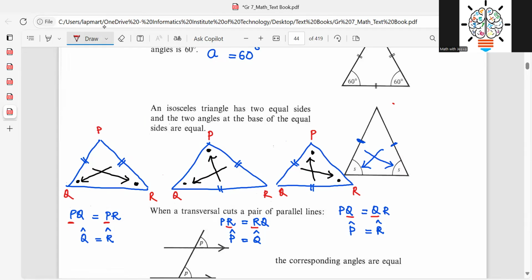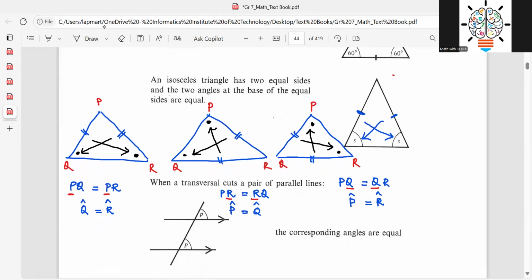In any isosceles triangle, we know the two equal sides are there. So then the two angles at the base of the equal sides should be equal. We can't always expect to see PQ equal to PR. It can be varied. So you want to understand that if there is an isosceles triangle, first you identify which two sides are equal. Based on that, you see the two angles at the base of the equal sides. So then we know these are equal, right? These are equal, right? So that is how you want to understand the concept of the isosceles triangle.